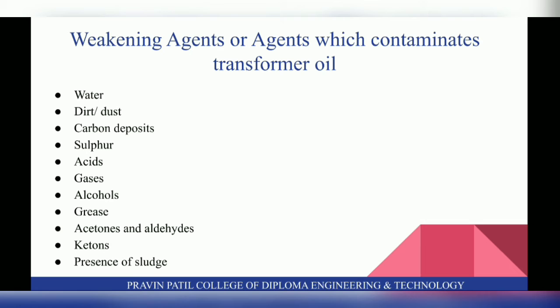So here are the weakening agents which are present in transformer oil. The first is water, second is dust or dirt, third is carbon deposits, fourth is sulfur, fifth is acid, sixth is gases, seventh alcohols, eighth is grease, ninth is acetones and aldehydes, 10th is ketones, and 11th is presence of sludge.